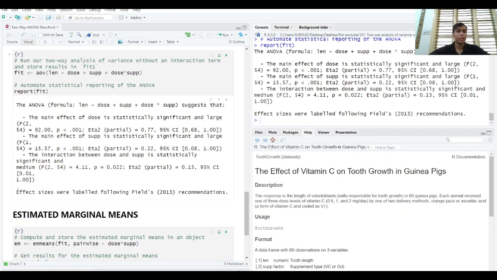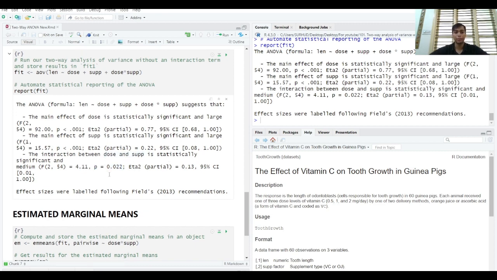You can also see here that the interaction between dose and supplement is statistically significant. The effect size is medium. The partial eta squared is 0.13. That's a medium effect size. And for the confidence interval, the lower bound is almost reaching 0, which is a null effect size. The p-value is significant. So that means that this interaction between dose and supplement is statistically significant, and we need to take into consideration the effect of both of these variables simultaneously.